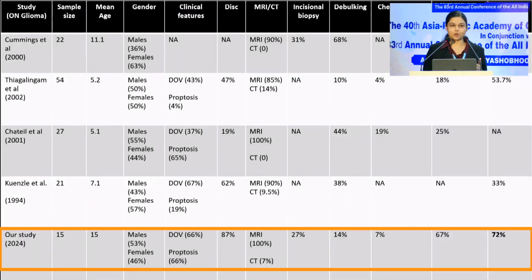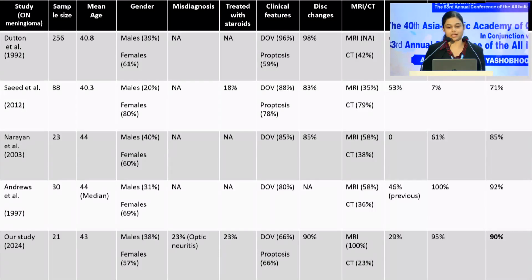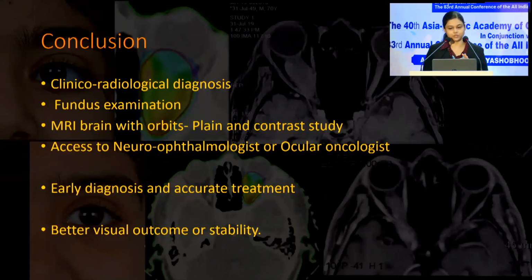So here, both optic nerve gliomas and meningiomas were analyzed, however, separately. Diminution of vision and proptosis were the main clinical features. MRI brain with contrast enhancement was done in all, 100%, and EBRT was done in the glioma group in 67%, leading to 72% good visual outcome. Among the meningioma group, 95% received EBRT, and still 90% had good visual outcome.